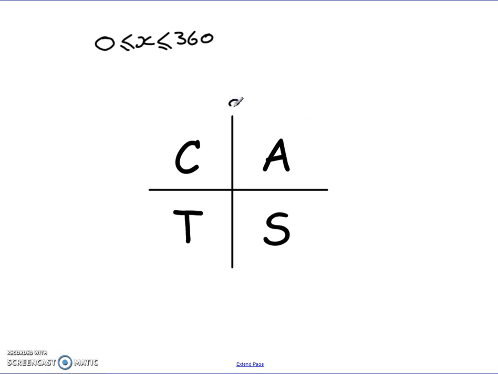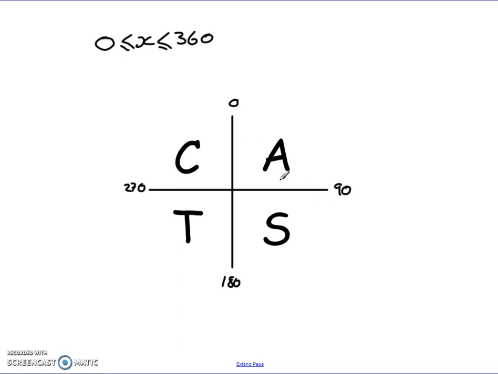Because what we can think of is the top of the graph being 0, the first one here being 90, this one being 180 degrees, and this one being 270 degrees. What this diagram told me was which graph was positive within each of those sections.